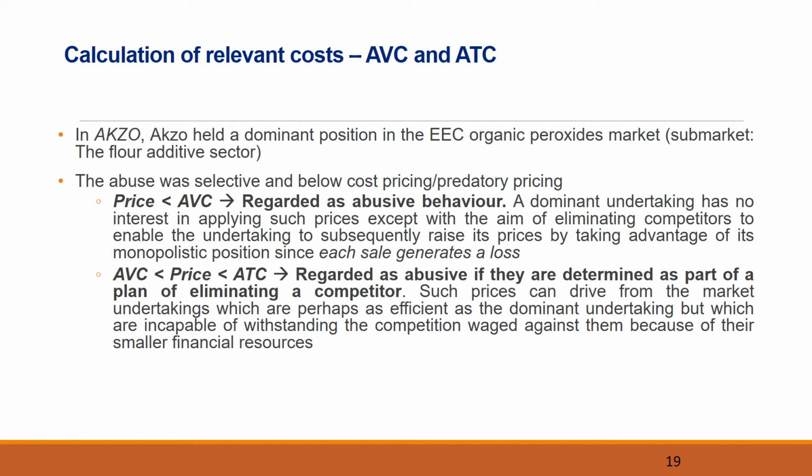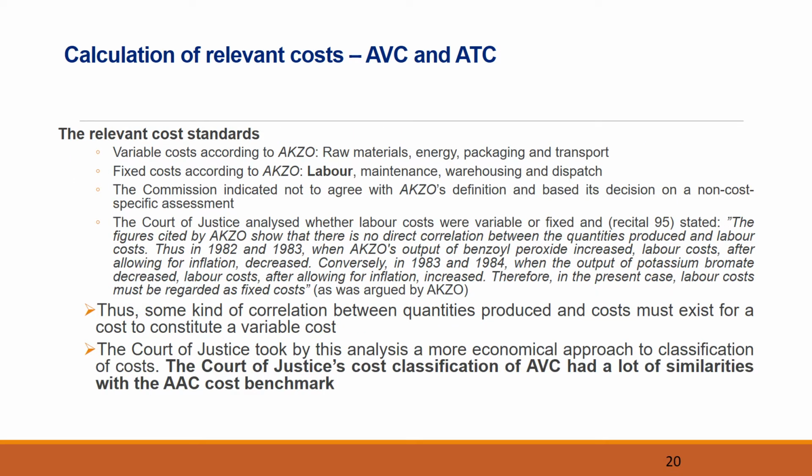Pricing above AVC but below ATC was and is regarded as abusive as such prices are determined as a part of a plan of eliminating a competitor, since prices can drive from the market undertakings which are perhaps as efficient as the dominant undertaking. In the AKZO case, the variable costs included raw material, energy, packing, and transport, whereas fixed costs included maintenance, warehousing, dispatching, and labor.